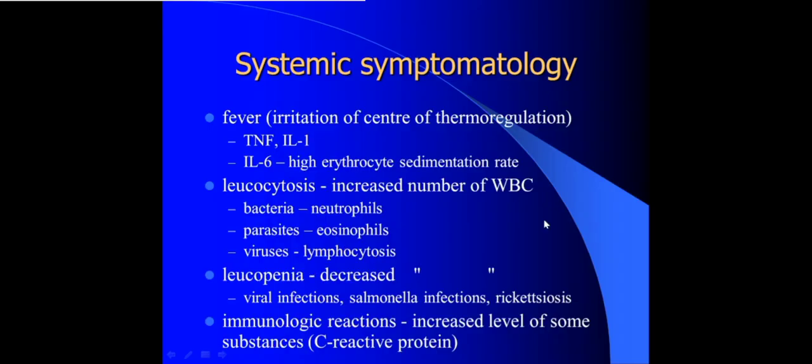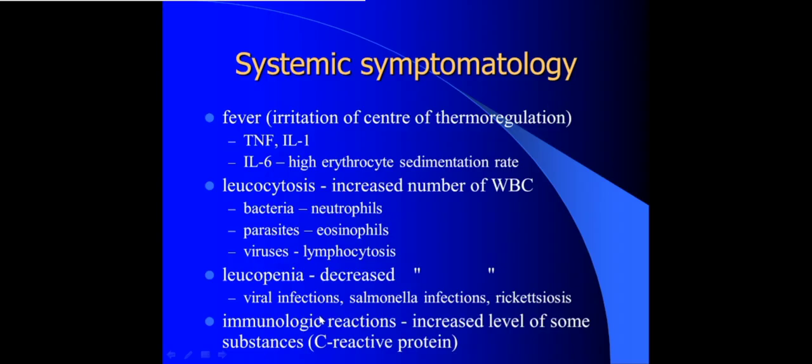And if the number of the defense system is decreased, then what happens? If the number of defense system is decreased, then the duration for the inflammation to cure will be increased. So this is just like viral infection, salmonella infection, and rickettsiosis. In this type of infection, the number of WBC will be decreased.